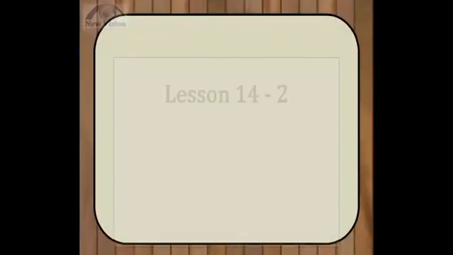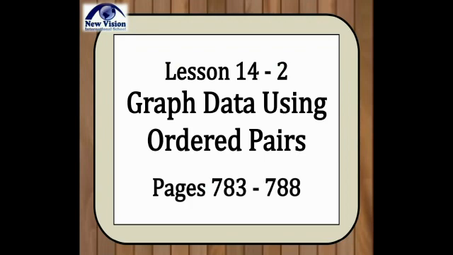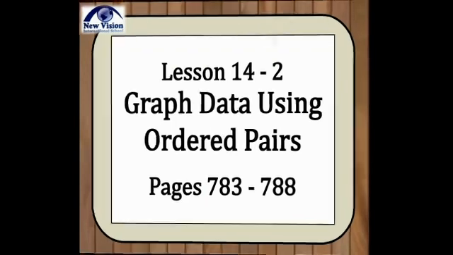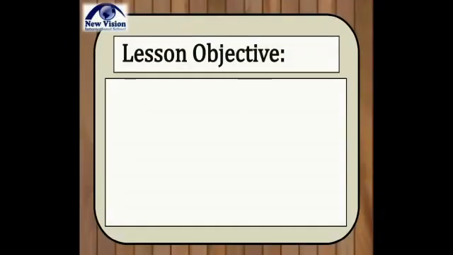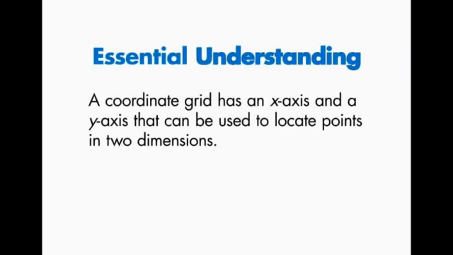Alright. Open your book on page 783, Lesson 14.2, and the title of our lesson for today is Graph Data Using Ordered Pairs. For today's lesson, you are expected to be able to graph points on a coordinate grid. The essential understanding for this lesson is a coordinate grid has an x-axis and a y-axis that can be used to locate points in 2 dimensions.